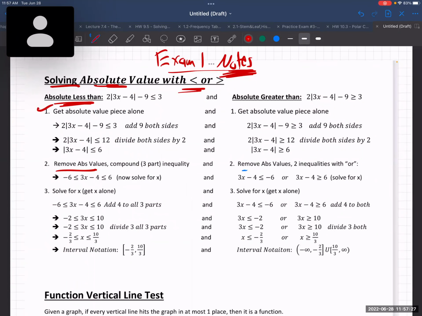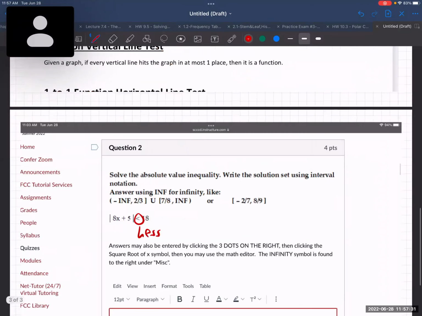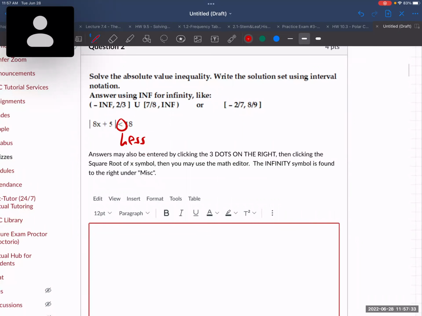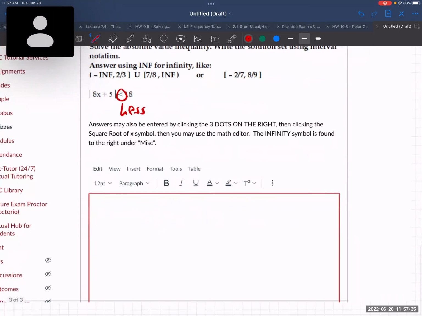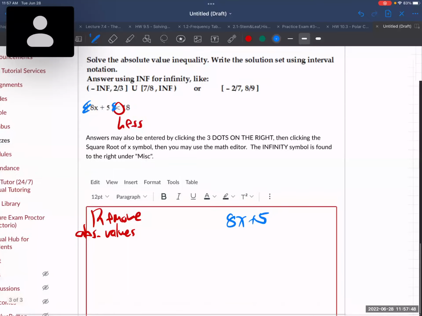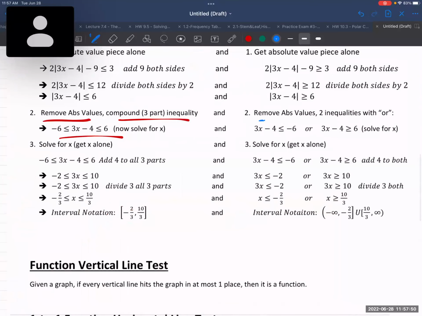On to step 2, remove the absolute values and write a 3-part inequality. Okay, so I'm going to remove the absolute values. So I'm going to get rid of this and get rid of this and write 8x plus 5 in the middle. Notice right here, it's a 3-part. So you take the absolute value thing, you put it in the middle. No more absolute value signs, right? Those aren't there anymore. They're gone.